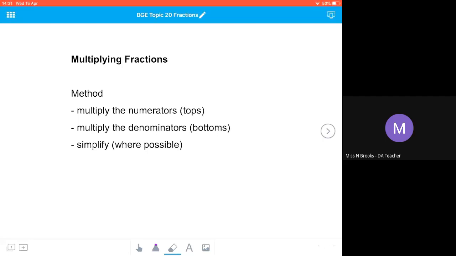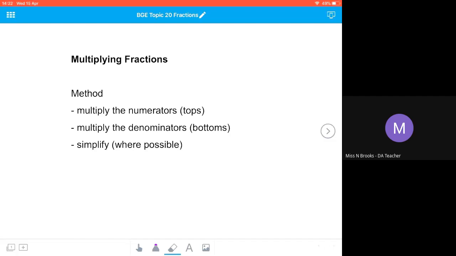So we're going to look at multiplying fractions. Now, when we were adding and subtracting fractions, we had to make sure that there was a like denominator before we could add the numerators together. When we're multiplying fractions, we don't need to worry about doing that because the method is to multiply the numerators, or the tops of the fractions, then multiply the denominators, the bottoms of the fractions, and simplify where possible.